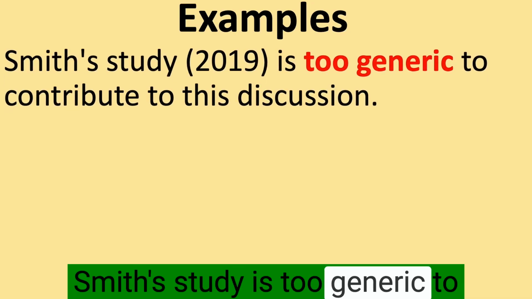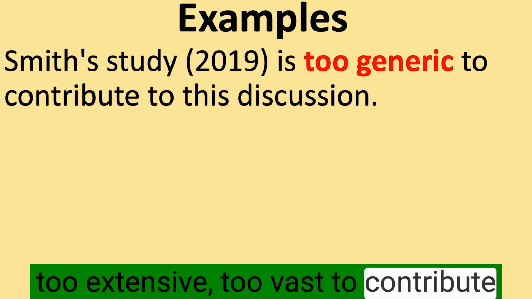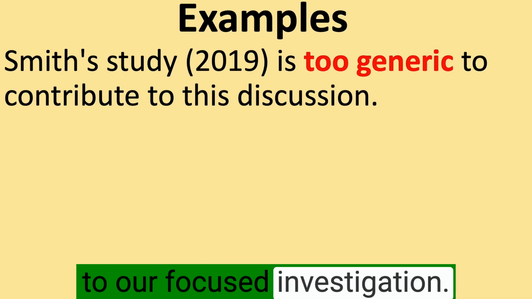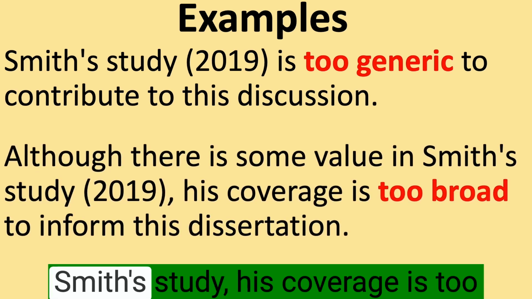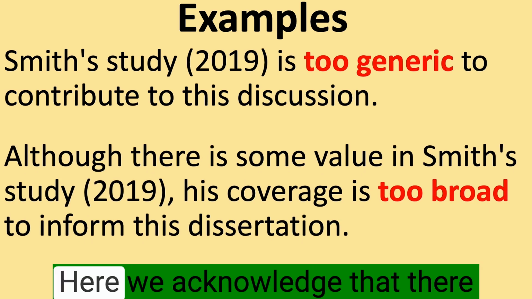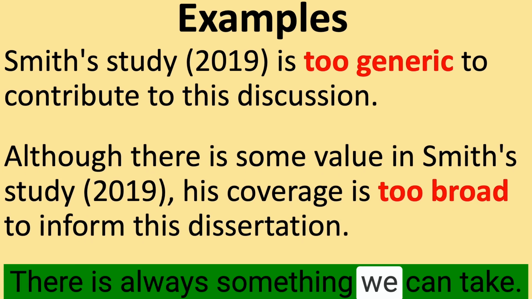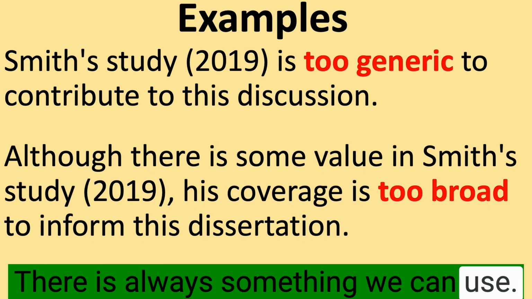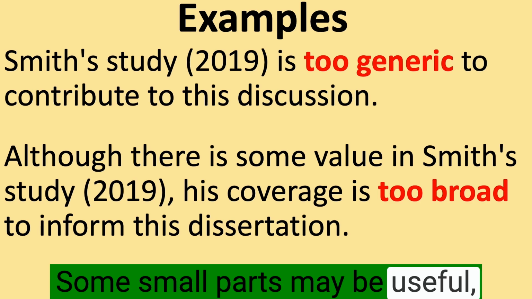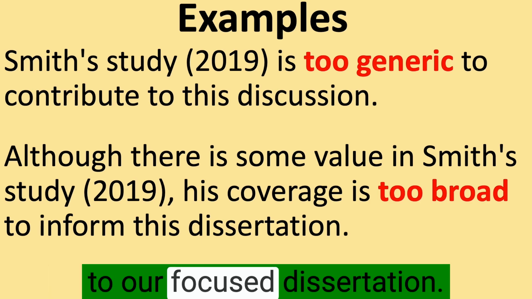Smith's study is too generic to contribute to this discussion. His study is too generic, too wide, too extensive, too vast to contribute to our focused investigation. Although there is some value in Smith's study, his coverage is too broad to inform this dissertation. Here we acknowledge that there is some value in Smith's study. There is always something we can take. There is always something we can use. Some small parts may be useful, but as a whole, it is not beneficial to our focused dissertation.